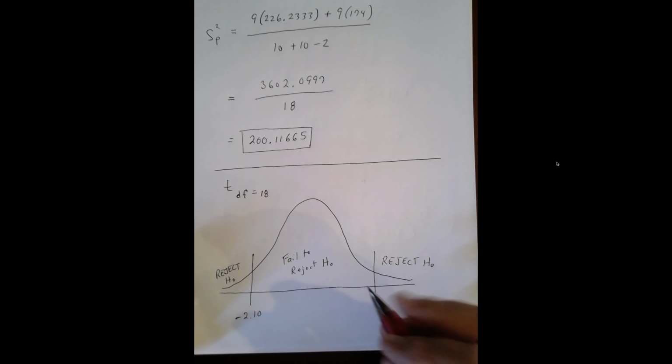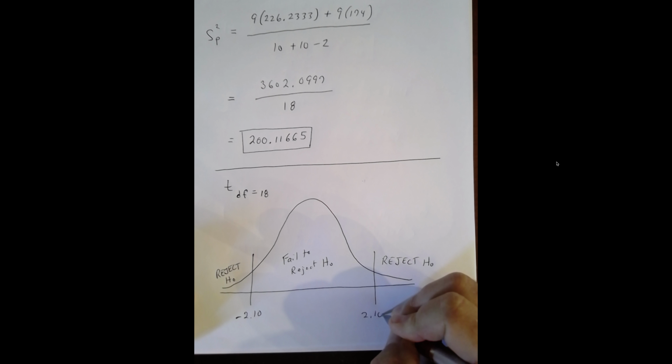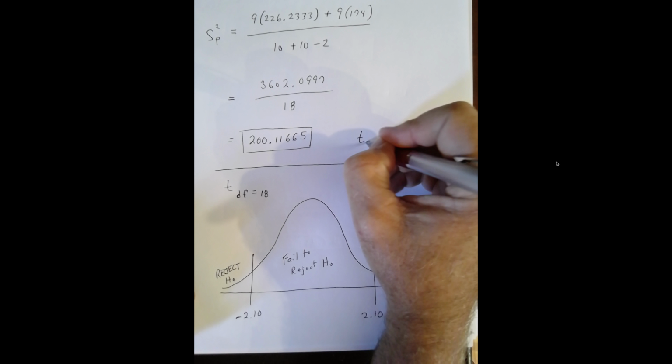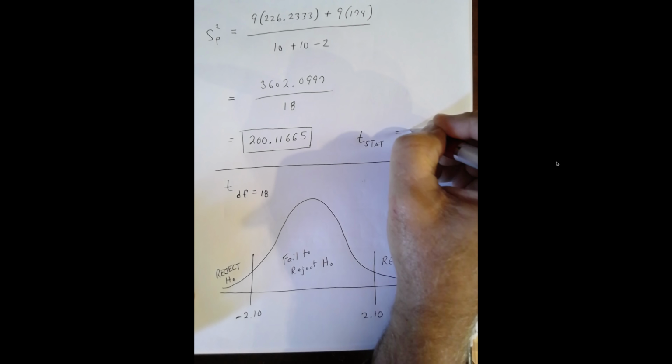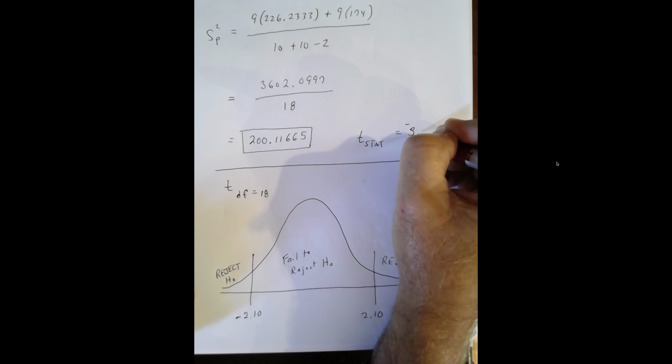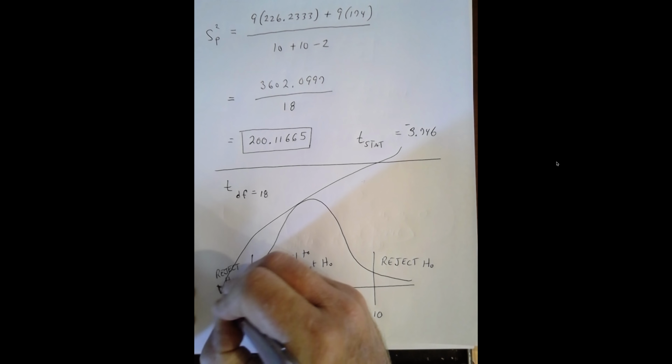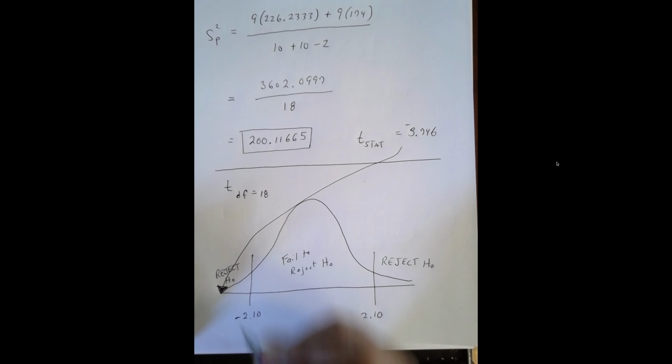You can calculate this using StatCrunch if you want, but the easiest way to see is that we have symmetry. So if our left critical value is negative 2.10, our right critical value has to be positive 2.10. Now, guys, from the previous page, we found that our t-stat was negative 3.746, and you can see that falls right there. Negative 3.746 falls right there. All right?